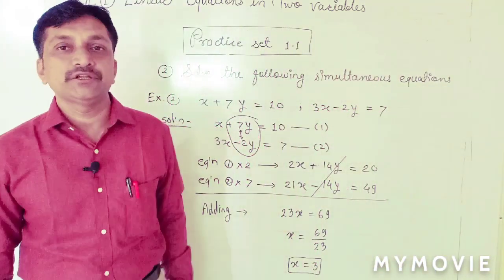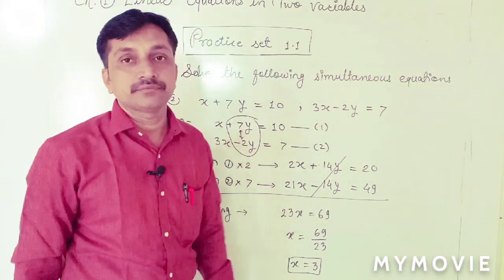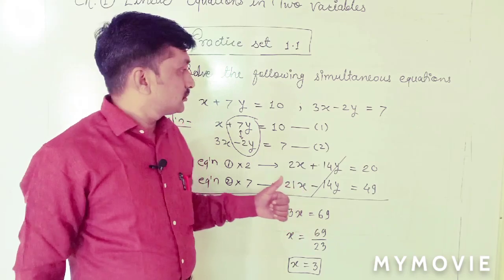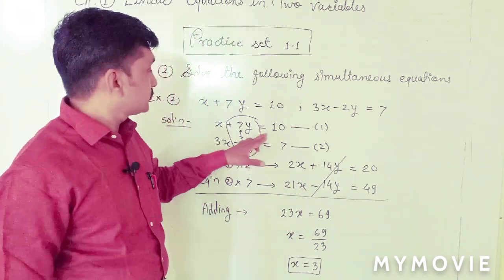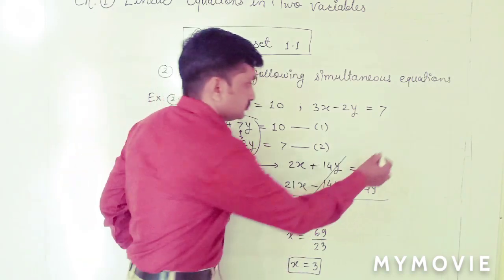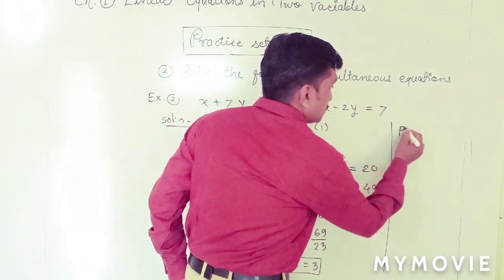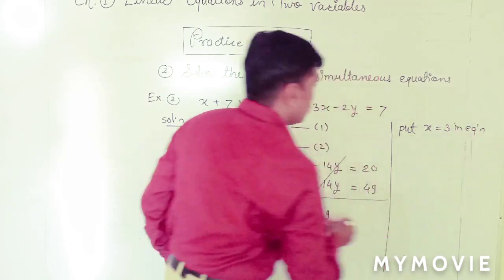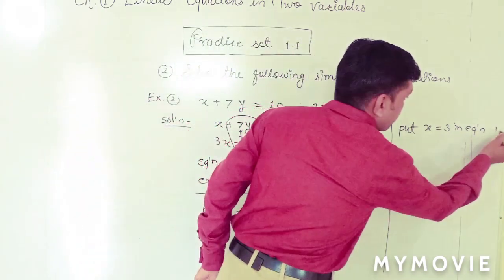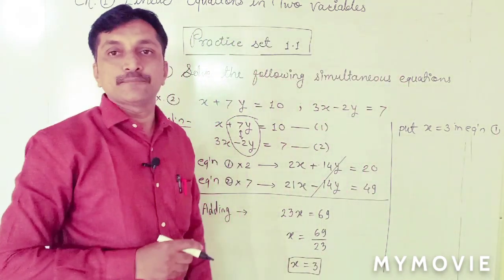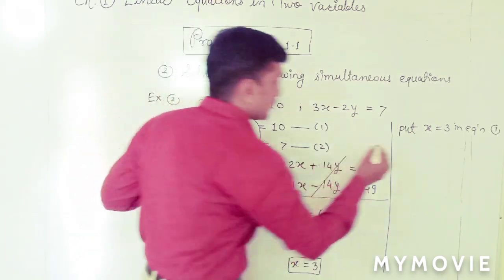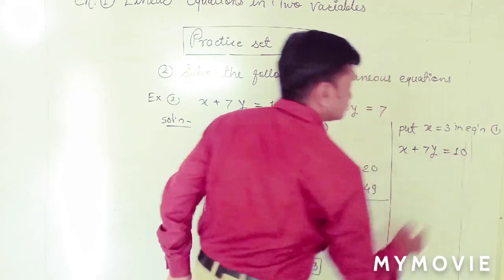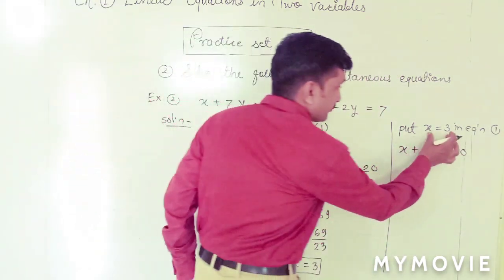We got the first value, that is of x. This value is 3. Now we want the value of y, the second variable. For that, put this value in equation 1 or 2. Here I write: put x is equal to 3 in an equation. In which equation do you want to put? 1. I put that value in equation 1. Again you write down equation 1: x plus 7y is equal to 10. Now place the value of x here.